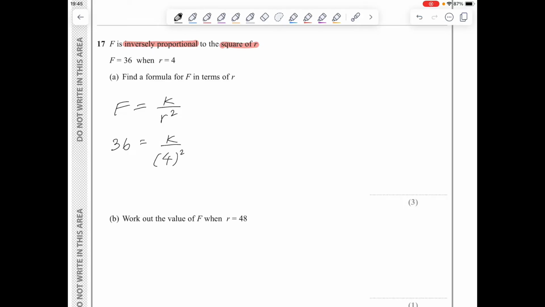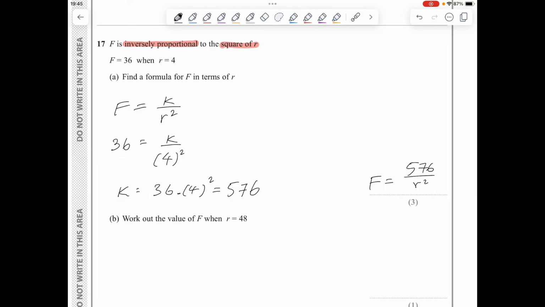Let's substitute those values. So k is equal to 36 times 4 squared, which comes out to be 576. Don't stop there. The question is asking for the formula, so I need to write f equals 576 over r squared. Writing the formula without the f will not give you full marks for this part.